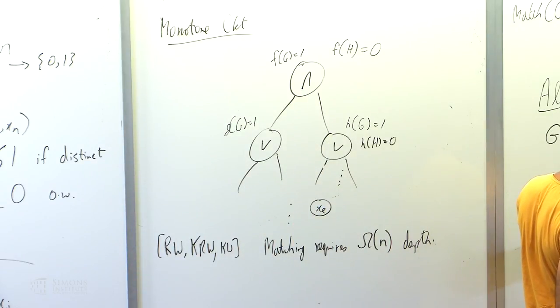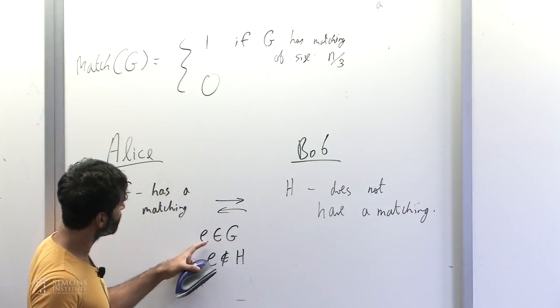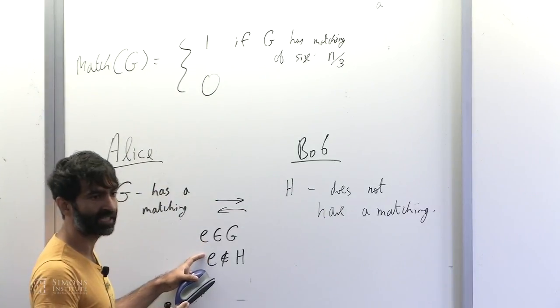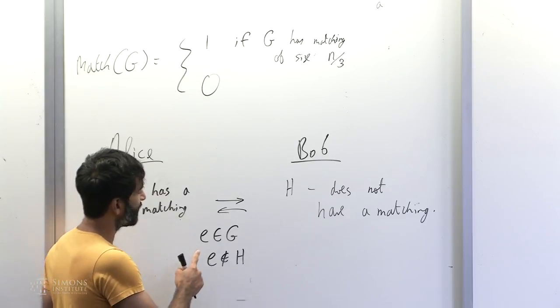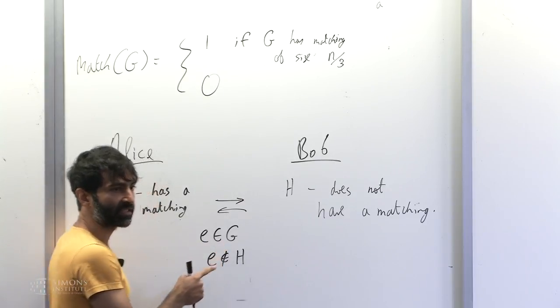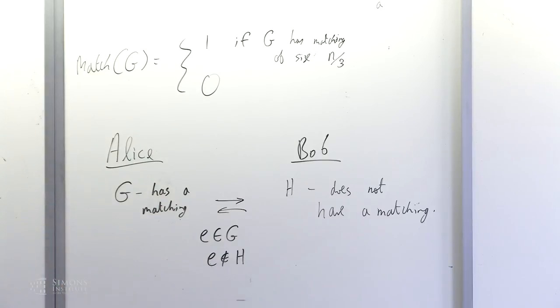So if I was looking for just that there's an edge where there's a difference between G and H, I didn't need that the circuit is monotone. But I want that actually the edge should be in G and not in H, the specific difference. And somehow that difference is the difference between monotonicity and non-monotonicity. Exactly, yeah.